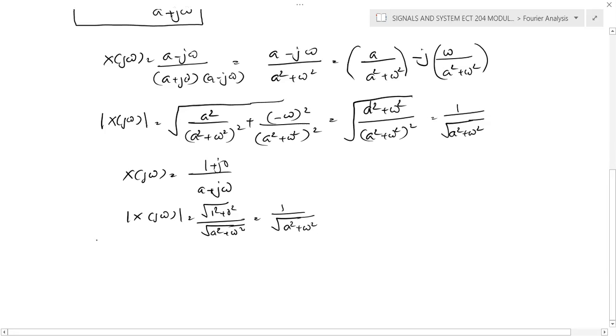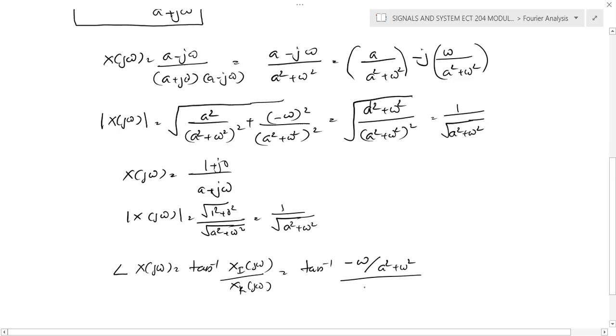Now we need to find the angle. So the angle of x of j omega, we know, is tan inverse. The formula is tan inverse of imaginary by real, that is the xi of j omega part over the xr of j omega part, imaginary part and real part. Here it's very important, there is a minus sign, so make sure that you are indicating that: minus omega by a square plus omega square divided by a by a square plus omega square.